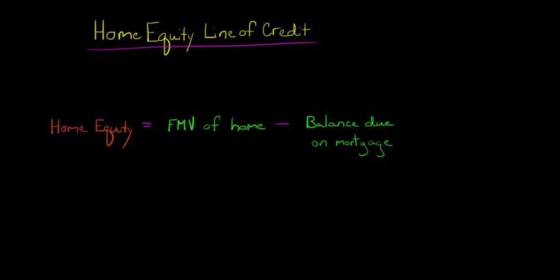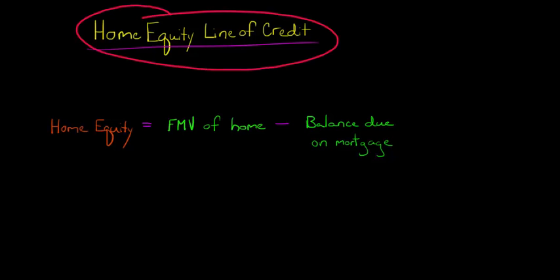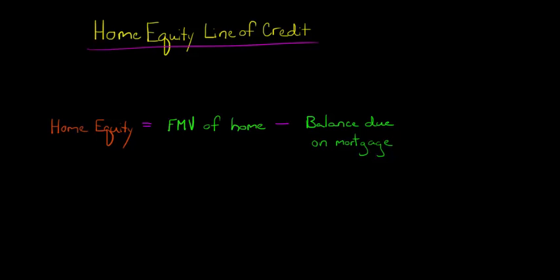In this video, I'd like to talk about what a home equity line of credit is and give you an example of how you would go about computing what your line of credit might be based on your level of home equity. So let's say the fair market value of your home, you just had it appraised, was $135,000, but you still had a balance due on your first mortgage, you owed $40,000.